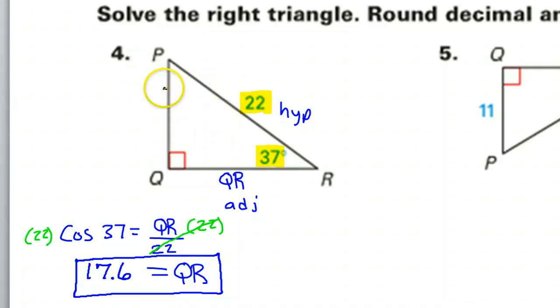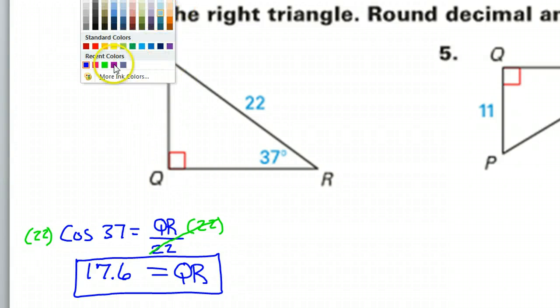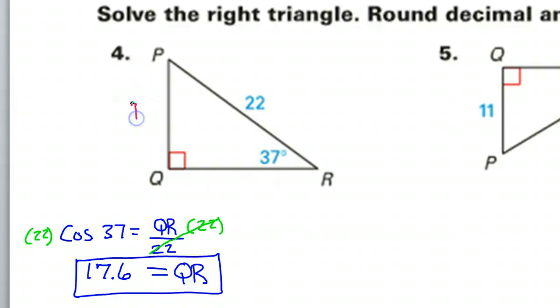Now let's find PQ. So I'll forget about all this and sort of start over. If I want to find PQ, now focus your eyes on this. We have PQ, and we still have the 22 and the 37. Looking at these three things, of course 22 is still the hypotenuse. Now from the 37, PQ is opposite, because opposite means across from, the one that's farther away. So we have opposite and hypotenuse.